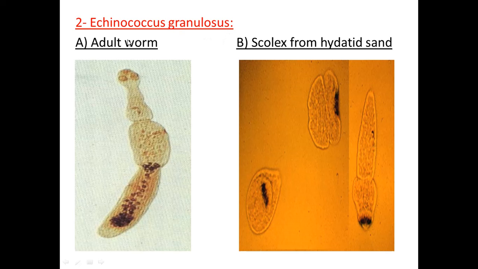In case of the Echinococcus granulosus, this is the smallest cestode. We can see the entire worm under the microscope because its body consists of scolex, neck, one immature segment, one mature segment, and one gravid segment, and its gravid segment is very tall. The Echinococcus granulosus adult worm has this characteristic shape, and we see scolex from hydatid sand.